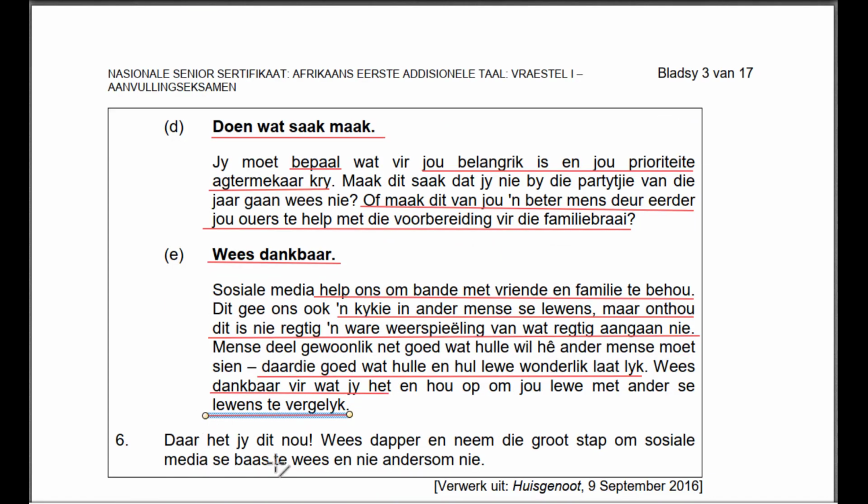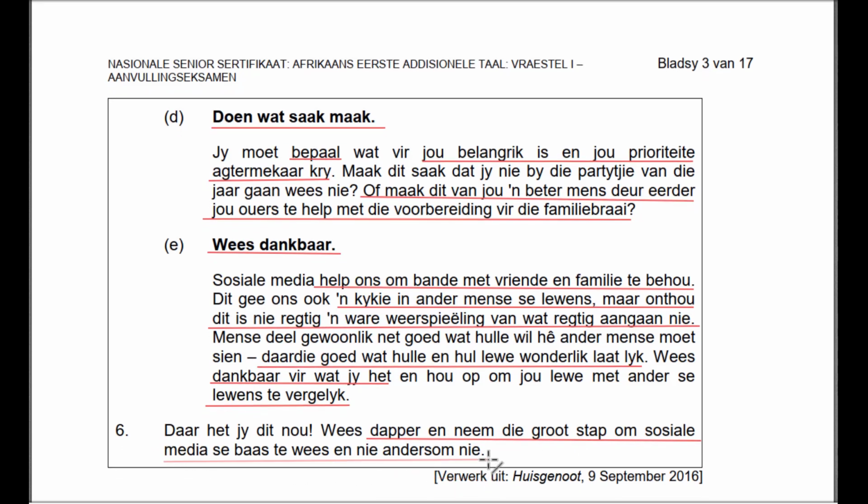Daar het jy dit nou. Wees dapper en neem die groot stap om sosiale media se baas te wees en nie andersom nie. So the article ends off with saying, there you have it. Daar het jy dit nou, there you have it. Wees dapper, be brave, neem die groot stap, take the big step, om sosiale media se baas te wees, to be the boss of social media, and not the other way around. Andersom, not the other way around. Dan lees ons hierso, dit is verwerk uit Huisgenoot 9 September 2016.